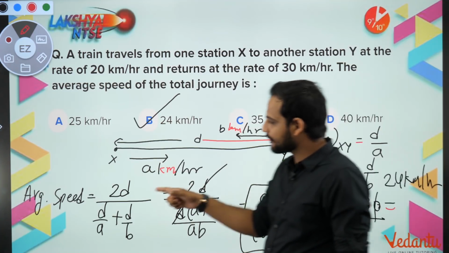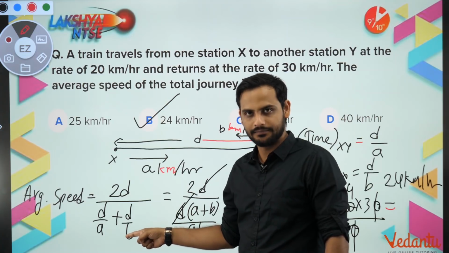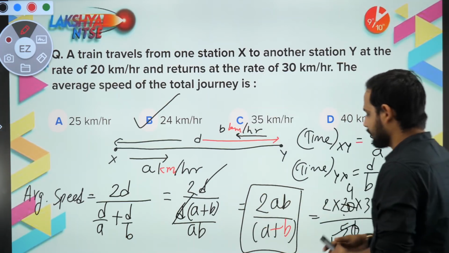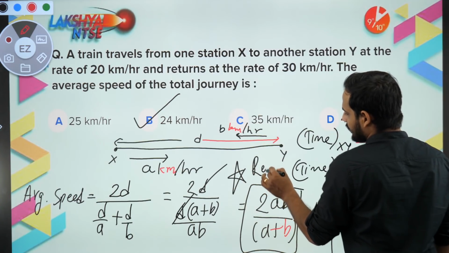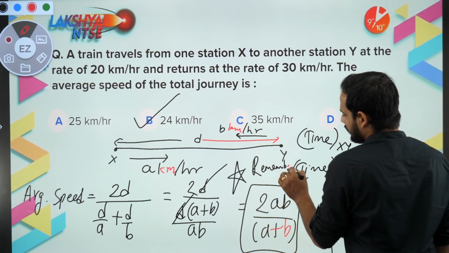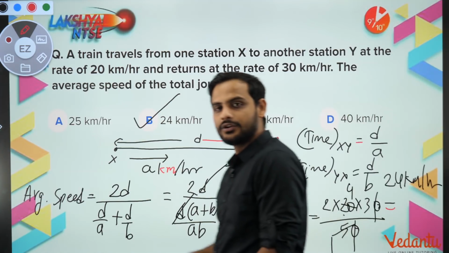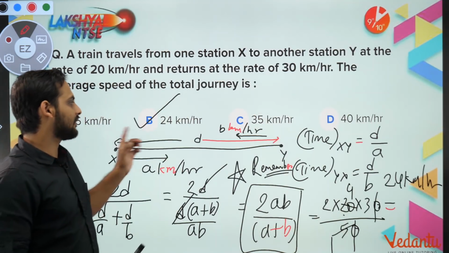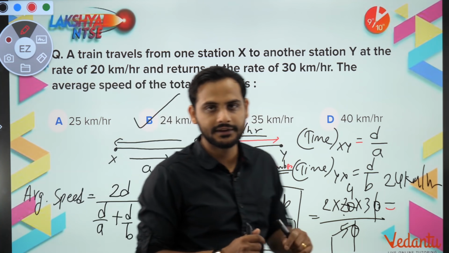Here, average speed is nothing but total distance upon total time taken. So this is the direct formula, which is important. You have to remember this formula. Make a note of it in your copy quickly: 2AB upon A plus B. In this way, you can directly get the answer.